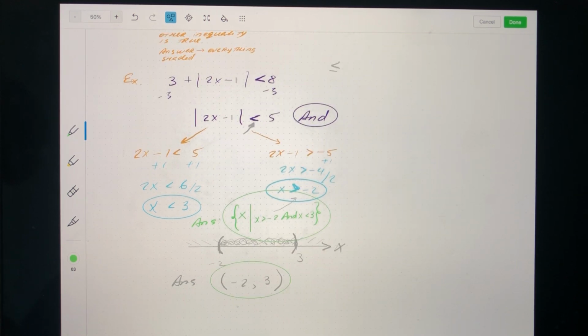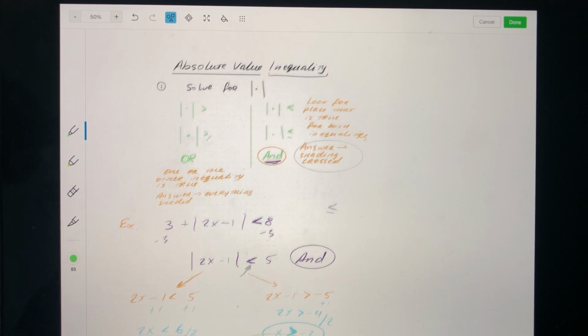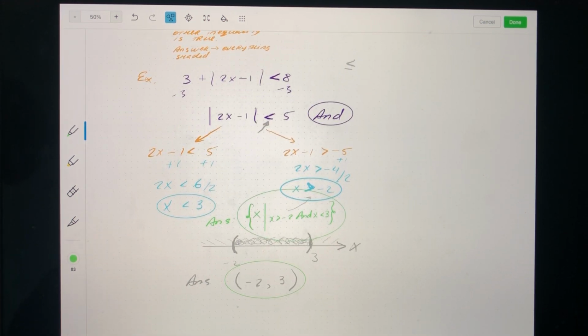So this is how we solve the inequality of the and type. We'll look for the place where both of the sides, left side and right side, both are true, and that is the place where the shadings crossed. That's the end for that.